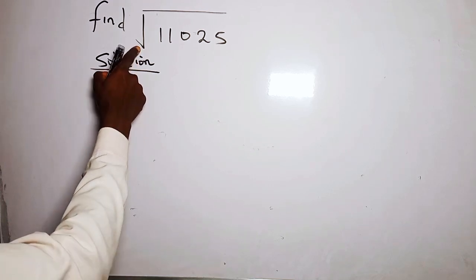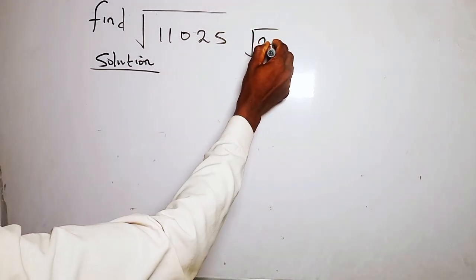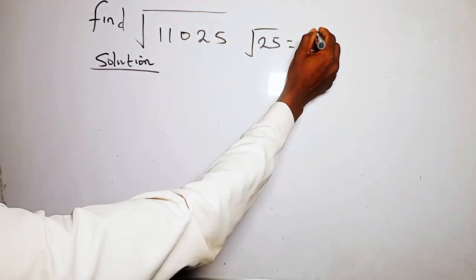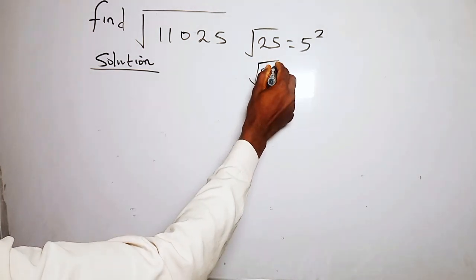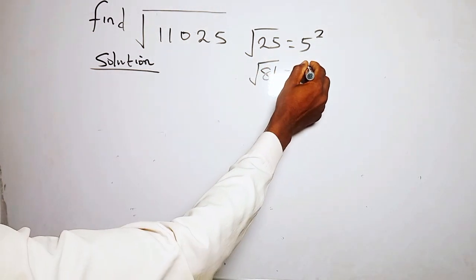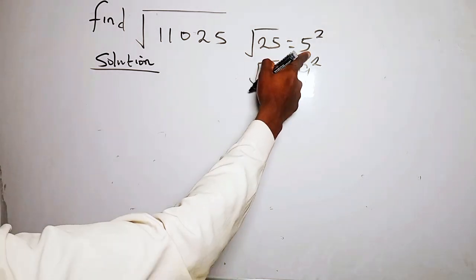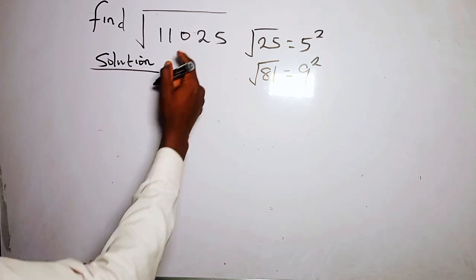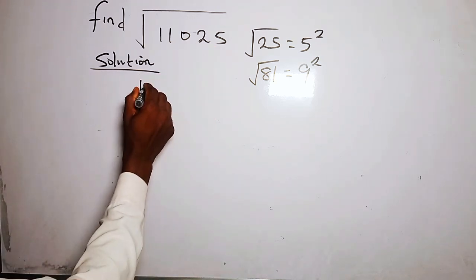For the square root of any number, for example the square root of 25, it means what can we multiply by itself twice that will give 25. Square root of 81: what can we multiply by itself that gives 81? That is 9. So to look for the square root of a whole number like this, let us use a column form.